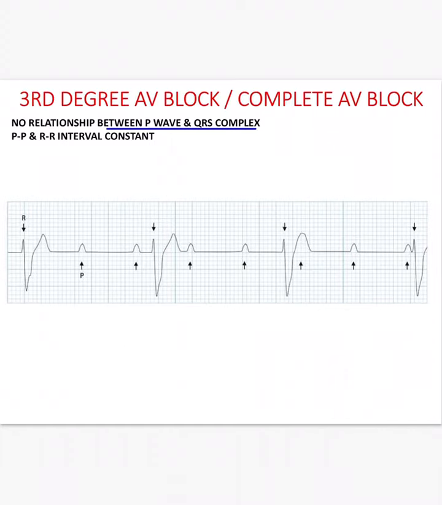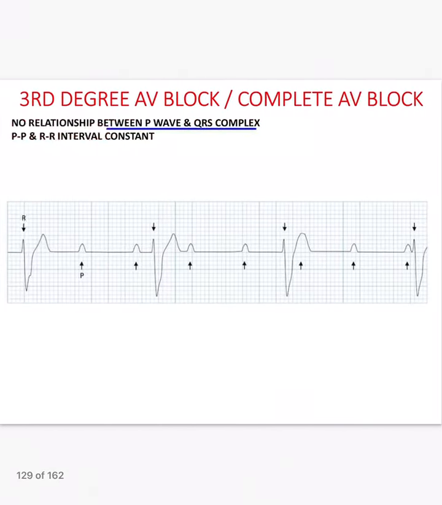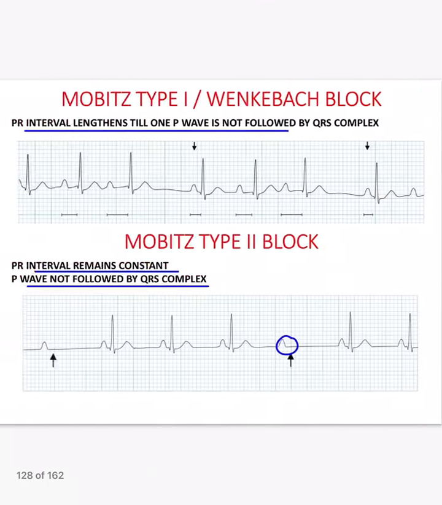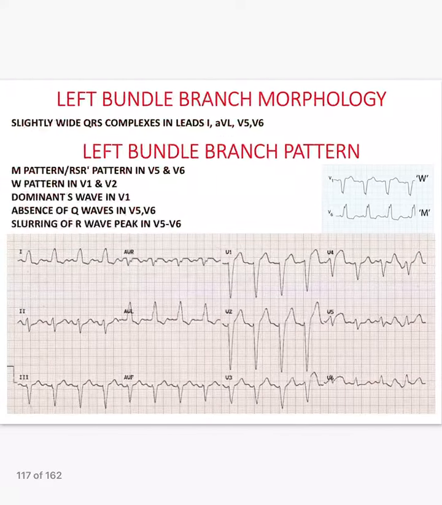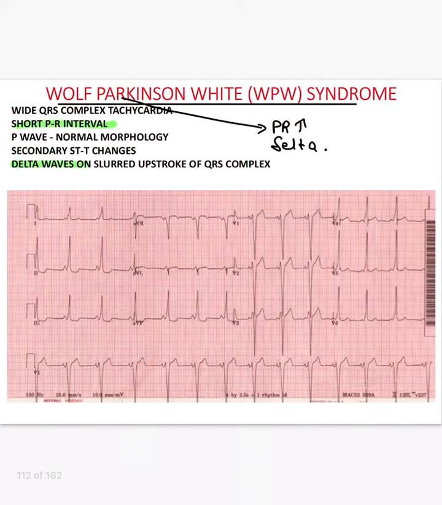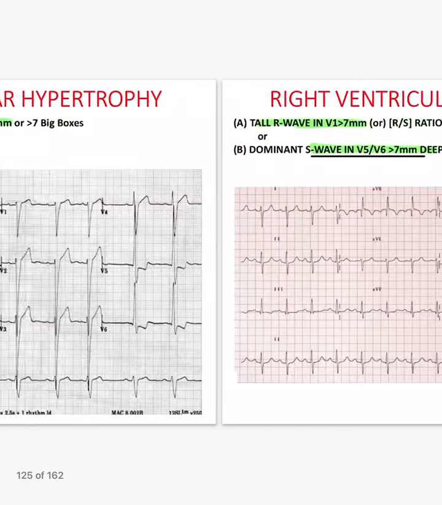So first degree, PR prolonged. Then in Wenckebach, PR is prolonged until you find a drop. Then PR is constant in type 2, that is Mobitz. And in third degree, there is no relation between the P wave and the QRS wave, so it is not related. So remember guys, in Wolff-Parkinson-White syndrome, the one we got confused about there, the PR is shortened. Okay, remember this. I got confused. In Wolff-Parkinson-White the PR is shortened, and you see the presence of delta wave. This is important. It does not get increased.